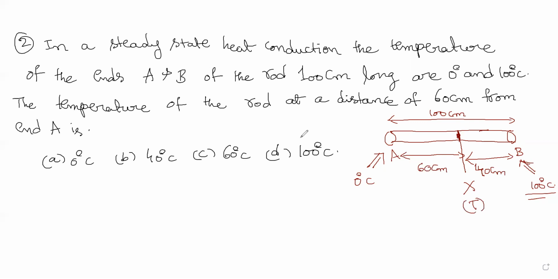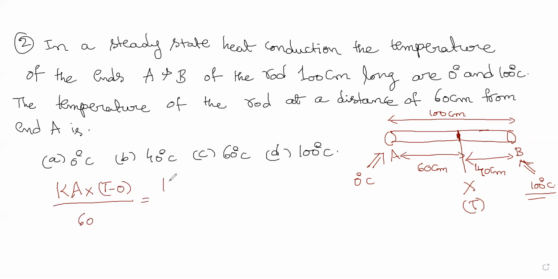Now, based on the earlier thing that the rod is the same, the cross-sectional area is the same. So we'll write that the thermal conductivity is also the same. KA into delta T. What is delta T here between A and this one? T minus 0. The length of the rod is up to here. It is 60 centimeters. So we put 60 here.